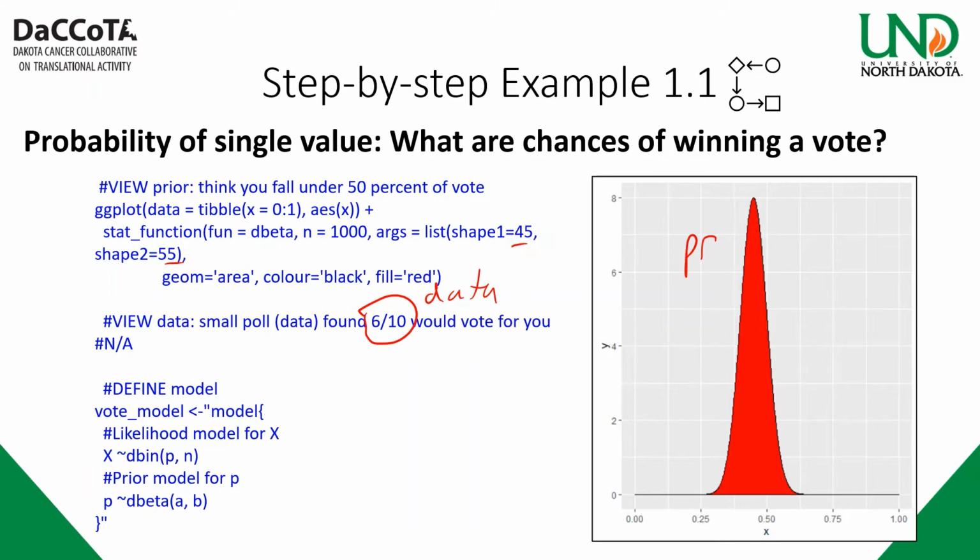This is how the setup goes. You have to have this hashtag define model, and that's just reference text. So vote model is going to be this string model. We have to have a likelihood model. So we're going to model X, our proportion of probability of winning, as a binomial with P and N. N is going to be our number we'll fill in later, but P is our prior model. Our probability is going to be from a beta distribution with shape parameters a and b.